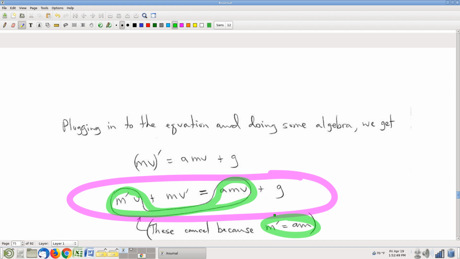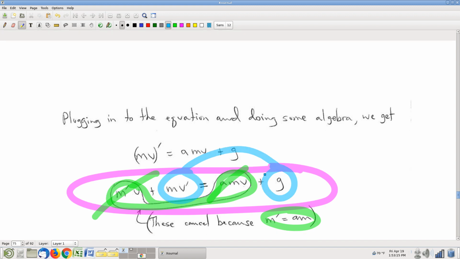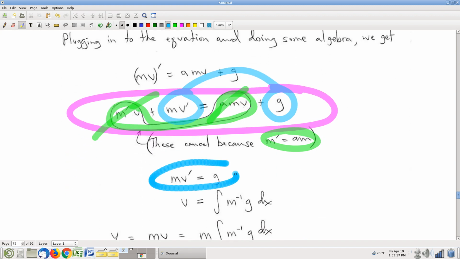Right here, this guy. So if I want to regain the balance that was put out of balance by g, multiplying by v gives me this new term here. Regaining the balance would come by simply making those two things equal to each other. Or said differently, I know m prime is am, cancel those terms, and I end up with mv prime equals g. And then solve for v. That's a little bit of algebra.